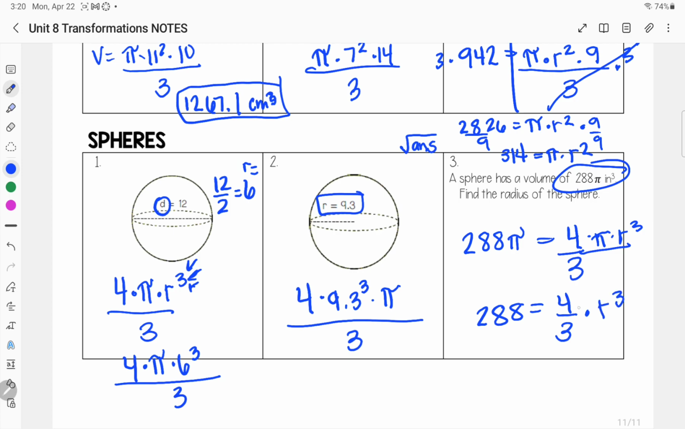So now, right now I'm timesing, so the opposite will be dividing. And then to undo a cubed root, we need to hit 3, second, and then your caret key, and put in whatever you get when you divide 288 by 4/3, then you'll put that in.